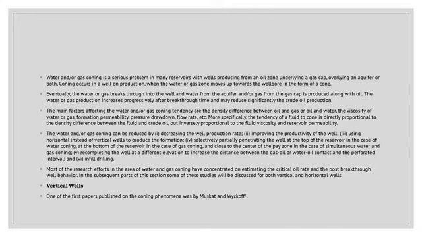More specifically, the tendency of a fluid to cone is directly proportional to the density difference between the fluid and crude oil, but inversely proportional to the fluid viscosity and reservoir permeability. Water and gas coning can be reduced by decreasing the well production rate, improving the productivity of the well, using selected parts of the reservoir by penetrating the well at the top of the reservoir in the case of water coning, the bottom of the reservoir in the case of gas coning, and close to the center of the pay zone in the case of simultaneous water and gas coning, and by completing the well at a different elevation to increase the distance between the gas contact and the perforated interval.